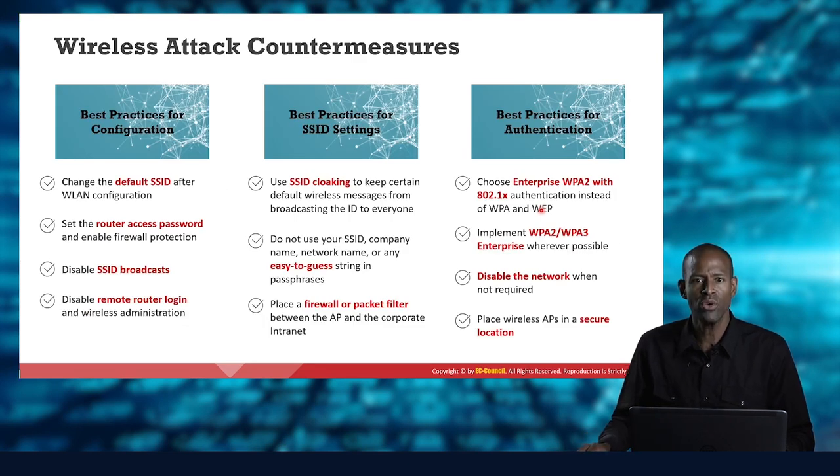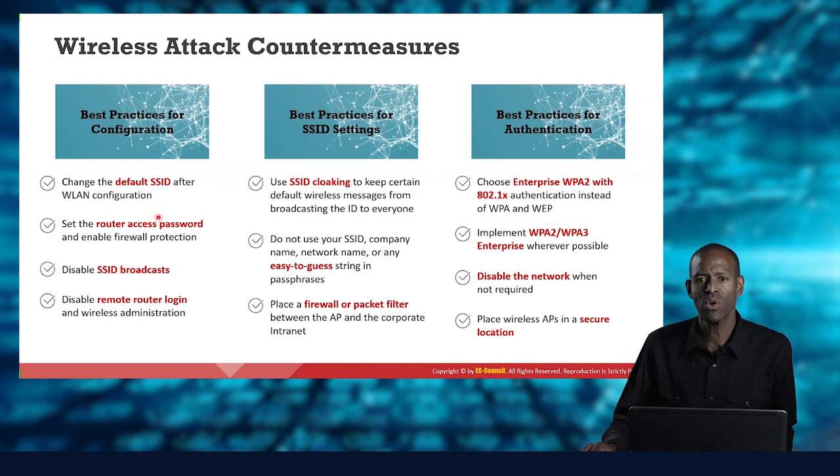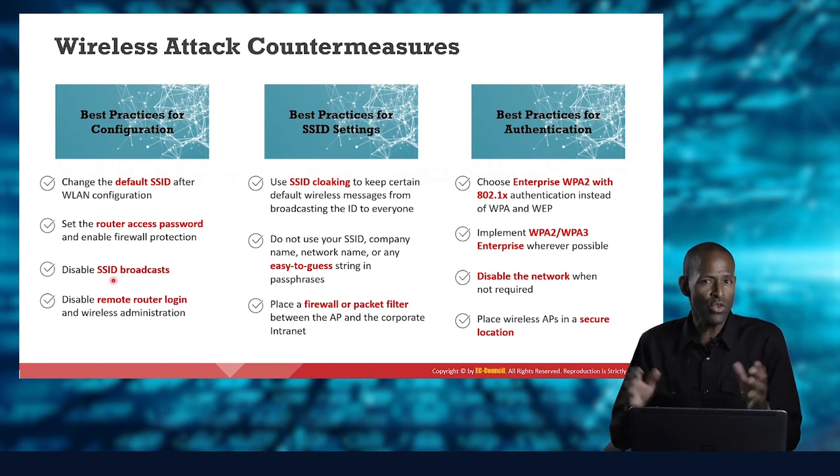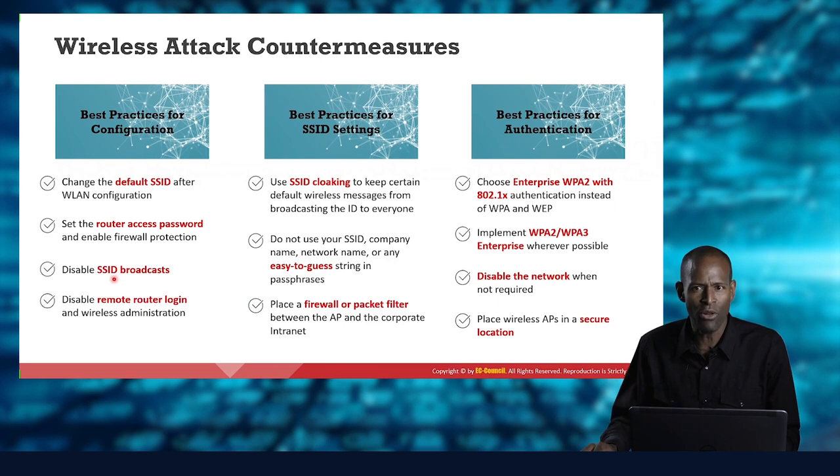And so what we want to do is make sure that we change the defaults. Remember, no defaults. Default in all of my classes is a 4-letter word. So if you set up a device, you go back through and you make sure to change all the defaults, right? Set the router password, enable firewalls, disable SSID. When you do that, in order to connect to the network, you'll have to actually go in through a couple of interfaces and program in the SSID, all right? So disable remote router login. That's some of the best practices for configuration.